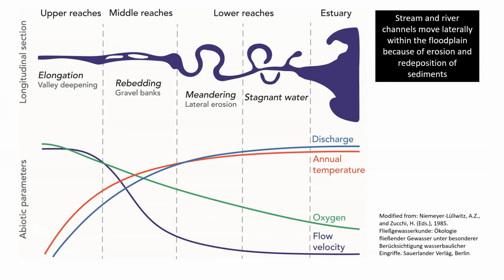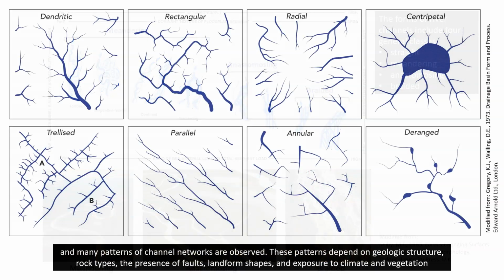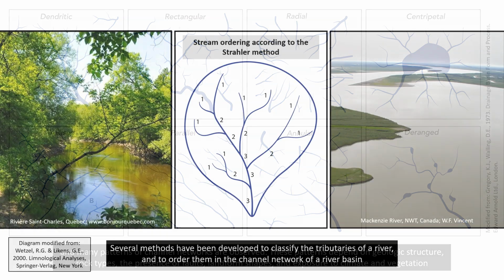Stream and river channels move laterally within the floodplain because of erosion and redeposition of sediments. The forms of a river channel include 4 general classes: straight, meandering, anastomosing, and braided. And many patterns of channel networks are observed. These patterns depend on geological structure, rock type, the presence of faults, landform shapes, and exposure to climate and vegetation.